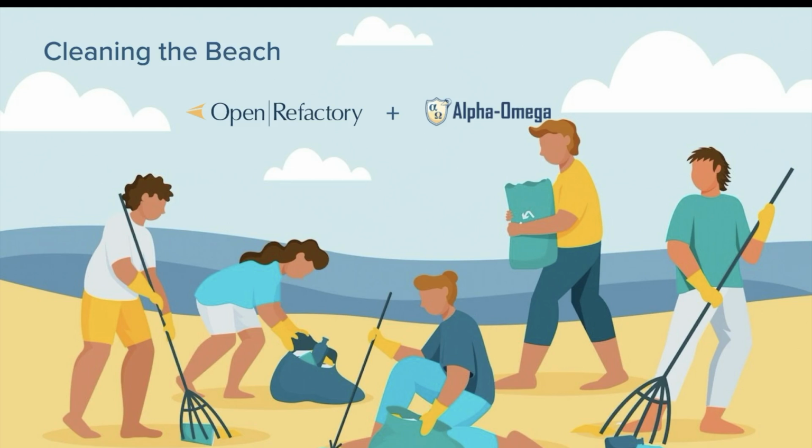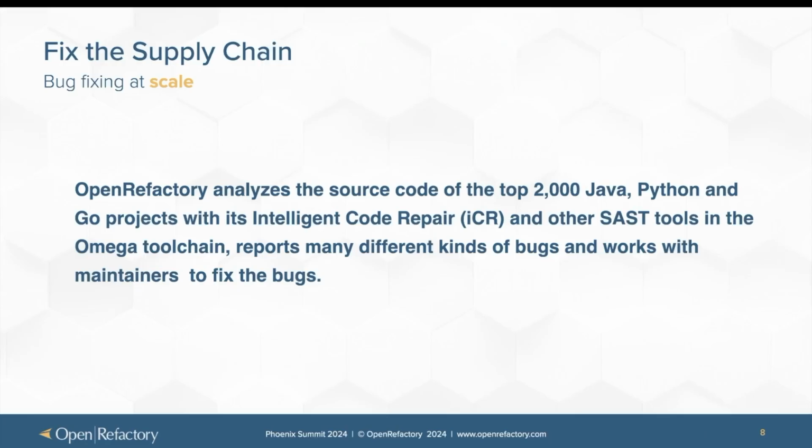This work has been supported by the Alpha Omega project under the Linux Foundation. So here's a summary of what we're doing. We are analyzing the top 2000 Java, Python, and Go projects with OpenRefactory's Intelligent Code Repair, or ICR, as well as other static analysis tools that are available in the Omega toolchain. We are reporting many different kinds of bugs and then working with the maintainers to fix the bugs. But the criticality of the problem is that we are able to do that bug fixing at scale to thousands of open source applications.